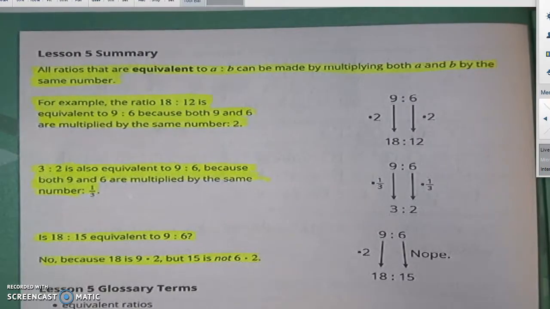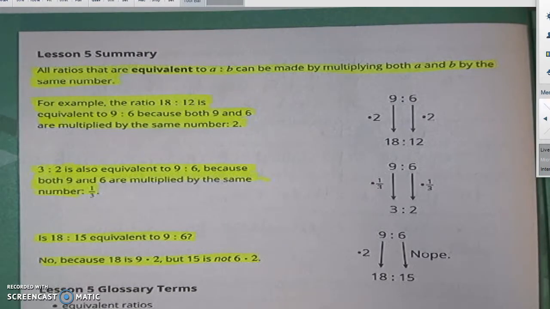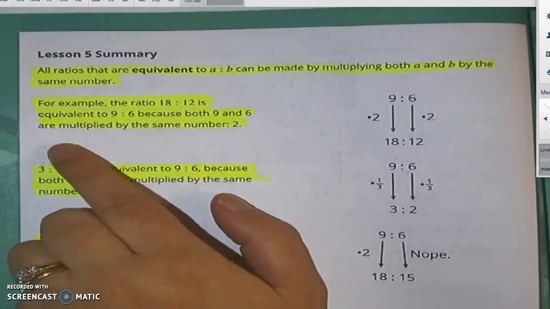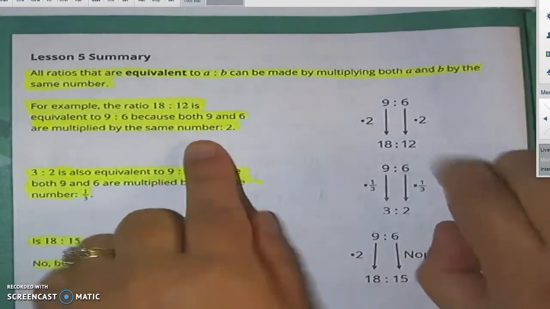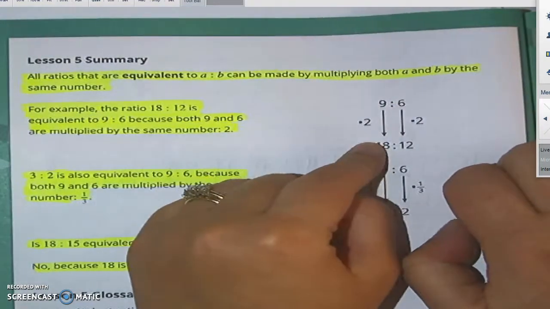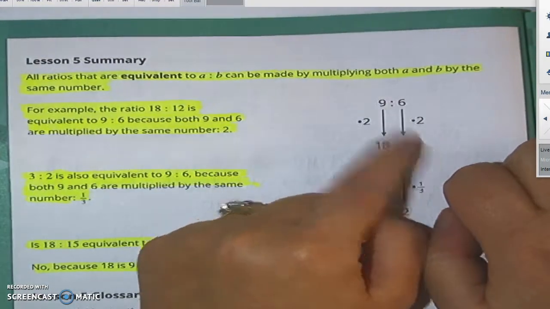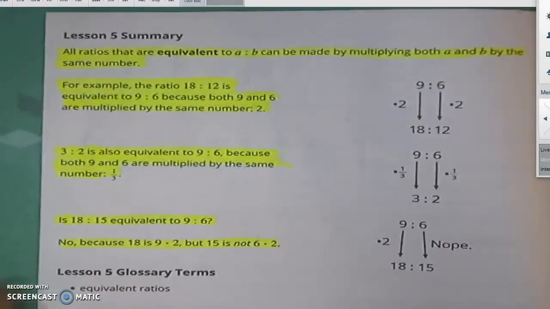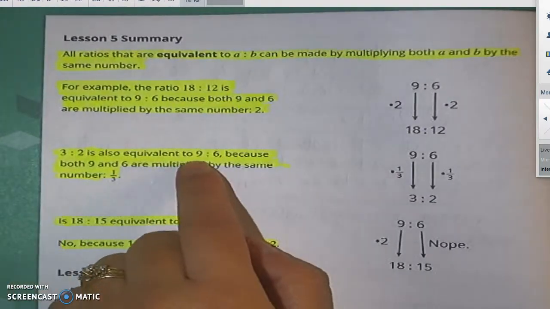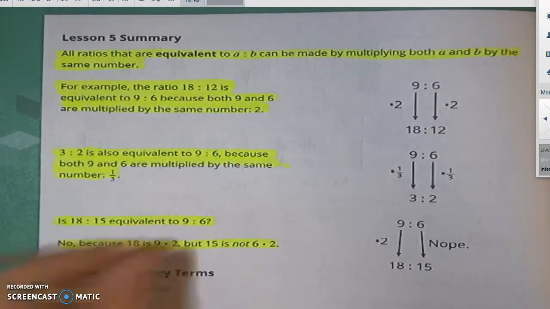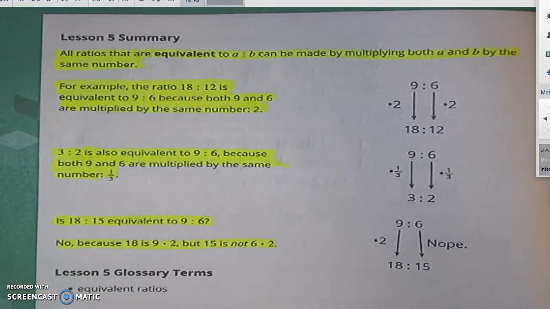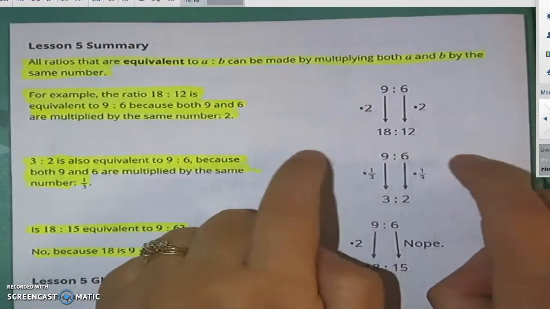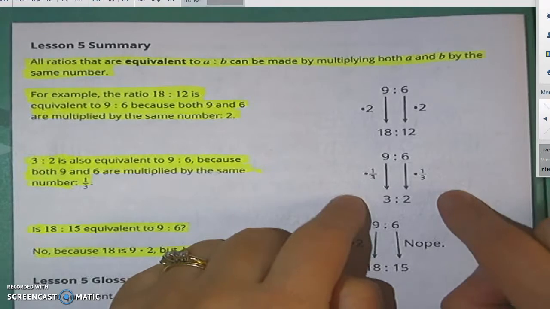For example, the ratio 8 to 12 is equivalent to 9 to 6 because both 9 and 6 are multiplied by the same number, 2. So if I do 9 times 2, I get 18. 6 times 2, I get 12. So I know that these are equivalent because I'm multiplying by the same number there. 3 to 2 is also equivalent to 9 to 6 because both 9 and 6 are multiplied by the same number, 1/3. So here I'm getting to smaller ones, but because I can multiply both of those by 1/3, it is still equivalent.